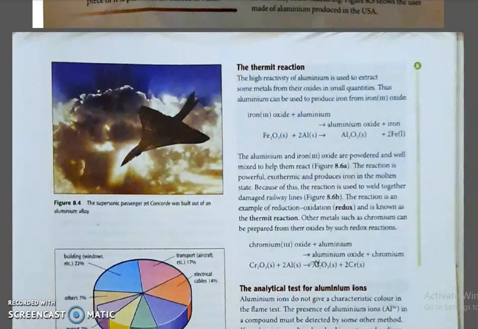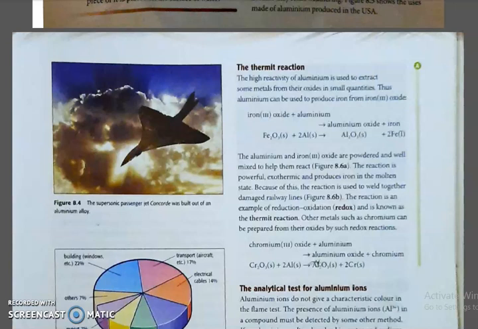Aluminium can be used to produce iron from iron oxide. That is, iron oxide plus aluminium. Aluminium is highly reactive, so it can displace iron from its compound. It forms aluminium oxide plus iron. The aluminium and iron oxide are powdered and well mixed to help them react, and the reaction is powerful and exothermic, producing iron in molten state. Because of this, the reaction is used to weld together damaged railway lines.